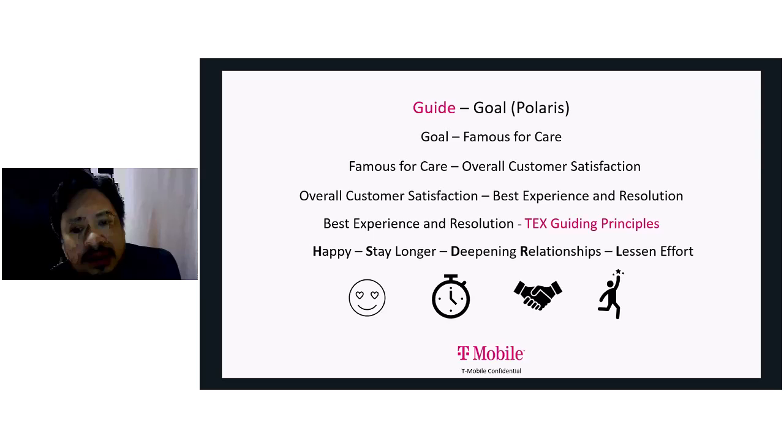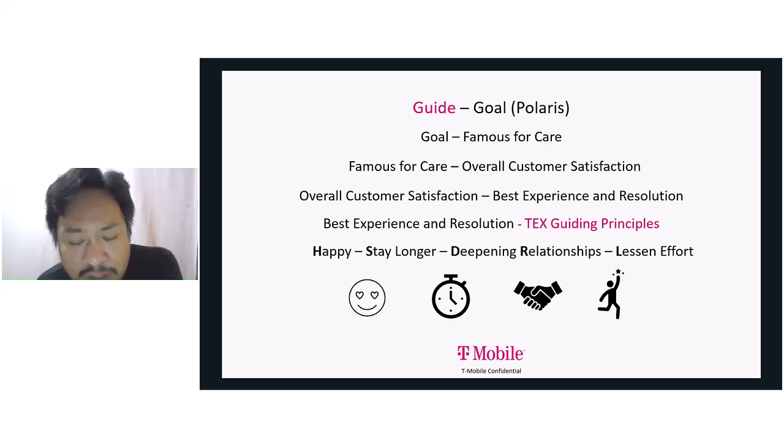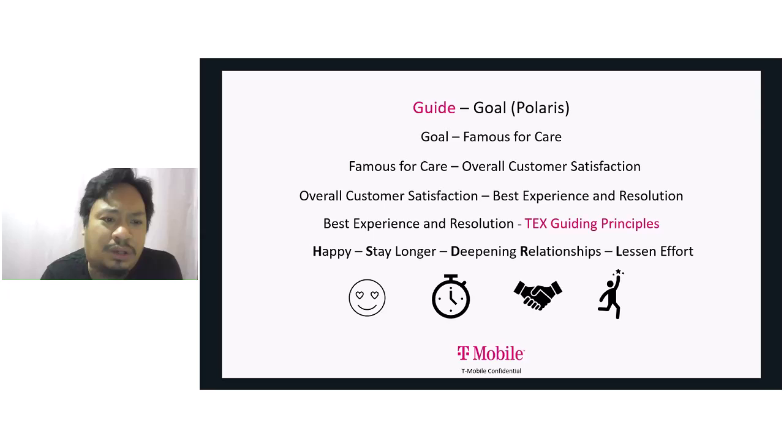Pero, is it anything? Does it include cheating? No, it doesn't include cheating. It doesn't include disparaging other companies. It doesn't include bringing people down. You know, we do that by giving overall customer satisfaction when we tend to their needs. And then, how do we define customer satisfaction? Best experience yan and resolution. Resolve what their needs are the best way possible.